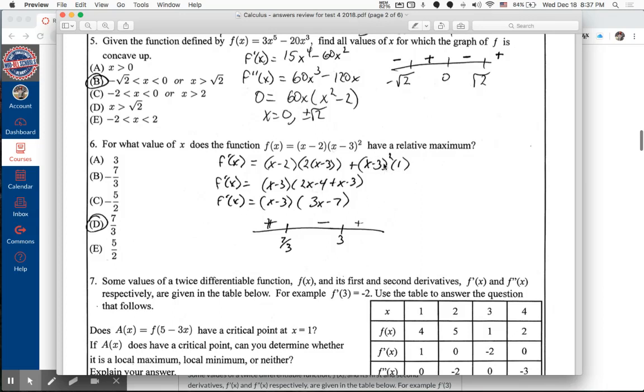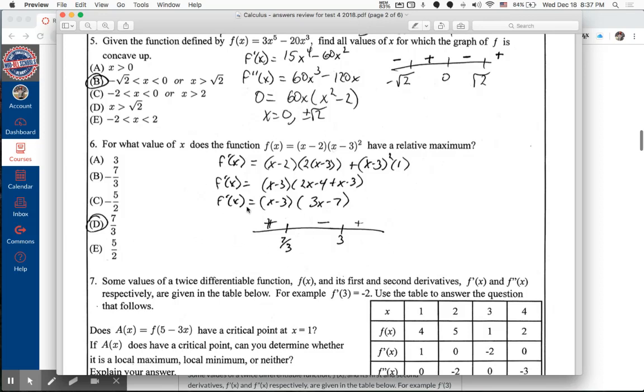Over here, if I take an x minus 3 out, that leaves me with an x minus 3. 2x and the x give me 3x. -4 and -3 gives me 7. So set this equal to 0. I'm going to get x minus 3 equals 0, which produces the 3. I'm going to get 3x minus 7 equals 0, which produces the 7/3.